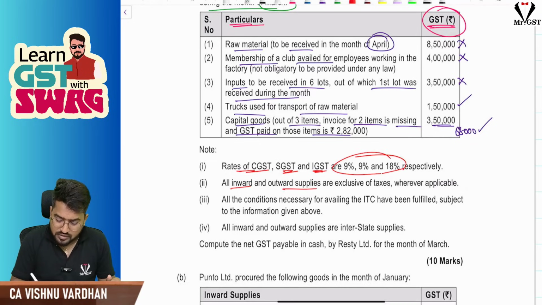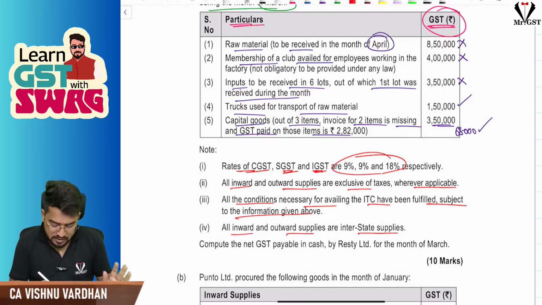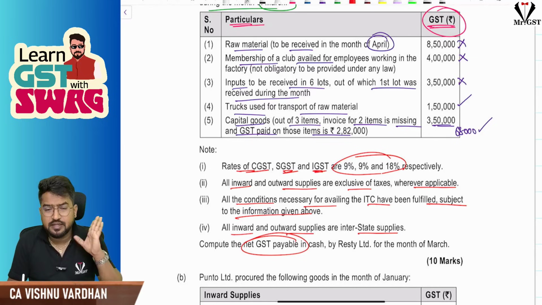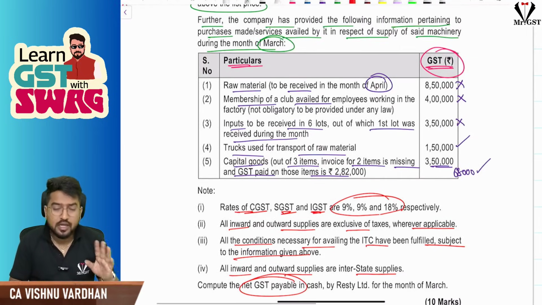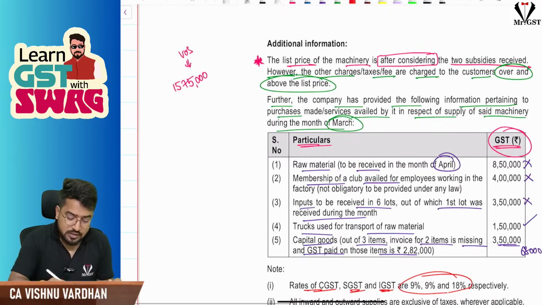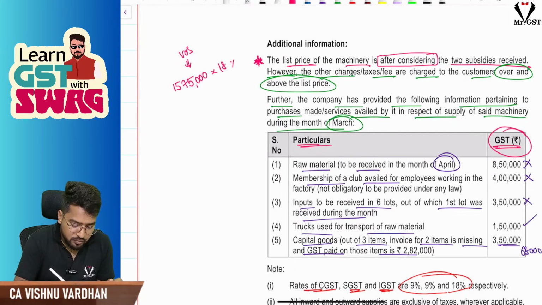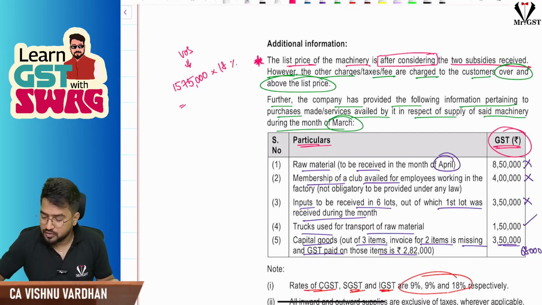All inward and outward supply are exclusive of taxes wherever applicable. All conditions necessary for availing ITC are fulfilled, subject to the information given below. All inward and outward supplies are interstate. Compute the net GST. It is a dead easy question. Okay, so all are interstate. That means this 15,75,000, there will be what? 18% will be the output tax. So 15,75,000 into 18%. How much?